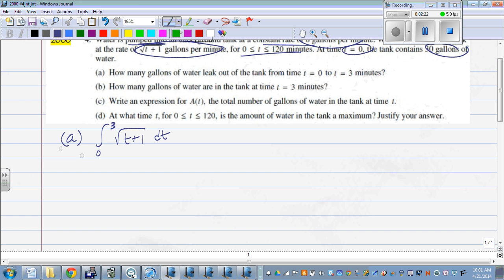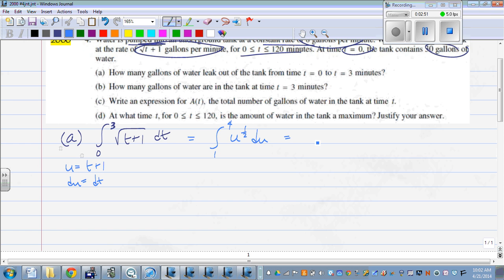So we can use u substitution here. u is going to be t plus 1, so du is just dt. So really not much changing there. But we are going to change the a and b. If we put 0 in for t, we get 1 out. Put 3 in for t, we get 4 out. And then we're left with square root of u du, or u to the 1/2 du.